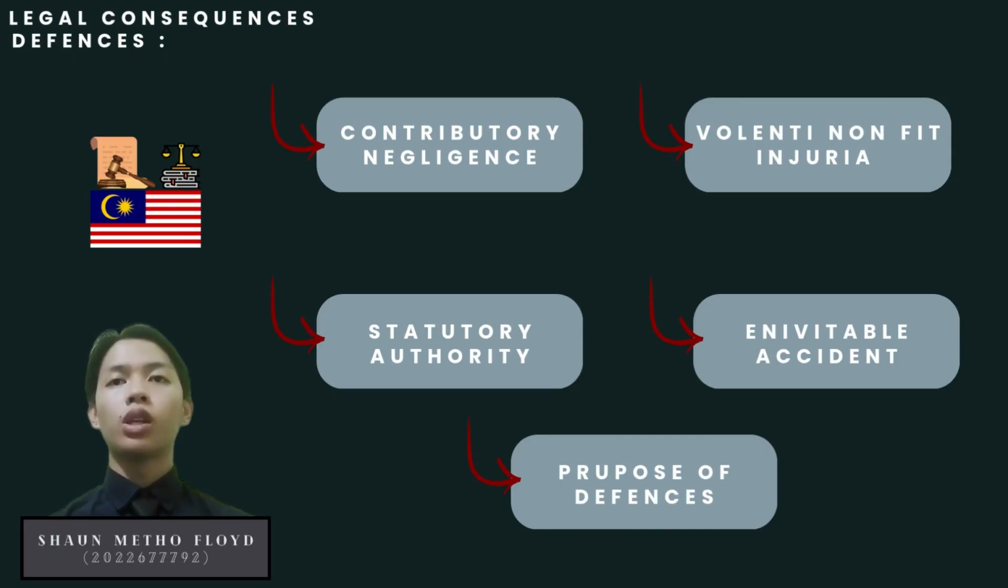Next is volenti non fit injuria, which means a person accepts the risk. For example, a worker who doesn't wear safety gear even though they know the danger. There's also statutory authority, which applies if someone was just following a legal order, and inevitable accident, where harm happens even after all precautions are taken. This defense helps make sure the outcome is fair and the responsible parties aren't blamed unfairly.